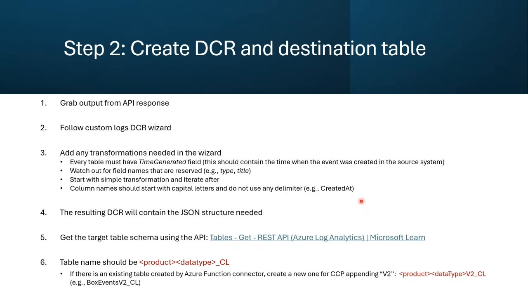Important, as you can see in the last bullet there: if there's an existing table that was created by an Azure Function connector, in my case, for example, there was a previous table called BoxEvents_CL, what I do is I append a V2 at the end. So in my case, it's going to be BoxEventsV2_CL. Okay, all right, so let's see how we do this.